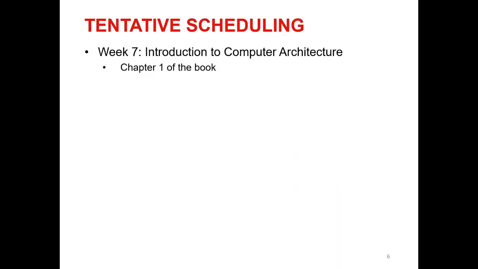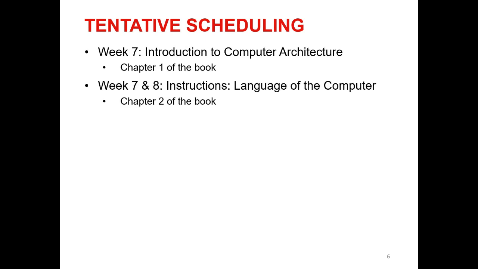So this is the tentative schedule we will try to cover. In the first week, which is week 7, the current one, we will do in this lecture today an introduction to computer architecture. This is extracted from chapter 1 of the book I have just mentioned. Then the remainder of this week and next week, we will move into assembly language, into the instructions, which actually are the language of the computer. This is extracted from chapter 2 of the book.